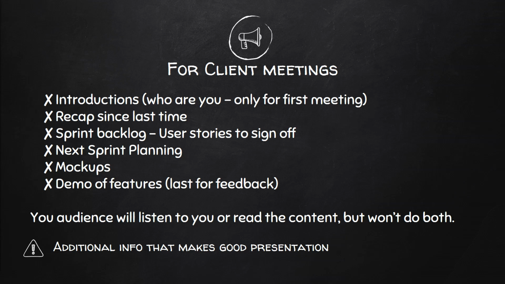You want to do a recap since last meeting, so it helps you build a good starting point. So something like, we've talked about this last time, and since those discussions, this is what we've come up with, and you start your meeting like that. Sprint backlog is basically the list of features that you need to get signatures on, that you have completed as part of the previous sprints that you had promised. Next sprint planning is what you're planning to do for the next sprint. I think this is self-explanatory.